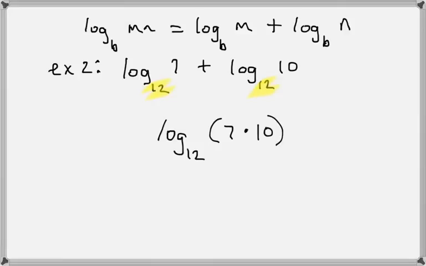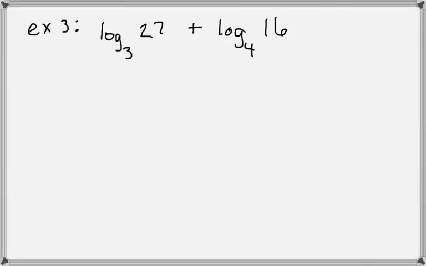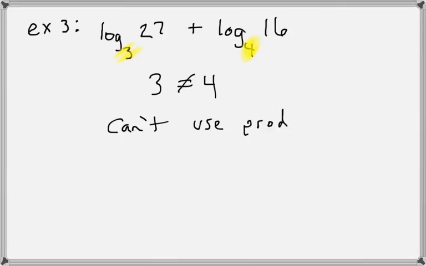Let's look at a third example. Here we have log base 3 of 27 plus log base 4 of 16. Here's a 3, here's a 4. 3 does not equal 4, so we cannot use the product property. So there's nothing we can do to this problem. We can just move on once we identify that the base is not the same. In this case, the 3 and the 4 are not the same, so we cannot use our product property.